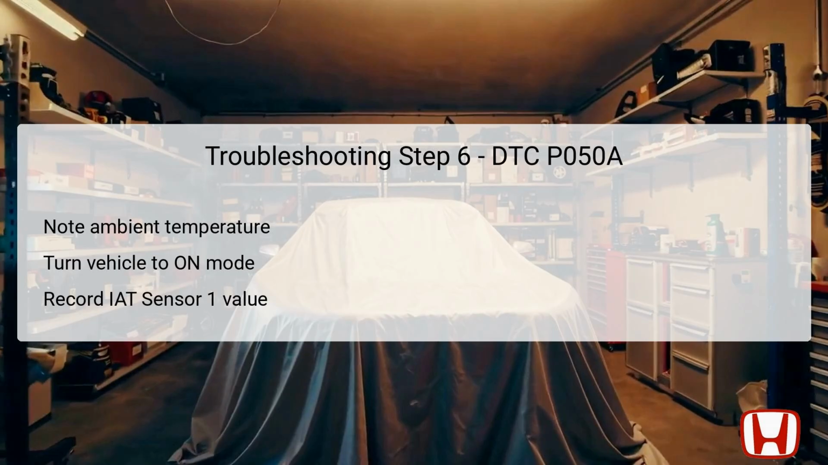The final troubleshooting step entails noting the ambient temperature before transitioning the vehicle to the on mode. This step is essential for establishing a baseline comparison for the IAT sensor. After setting the vehicle to on, quickly check the HDS to retrieve the IAT, intake air temperature sensor value. Then, it's crucial to compare this recorded value against your earlier noted ambient temperature.